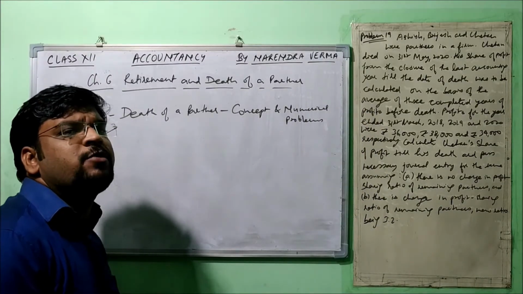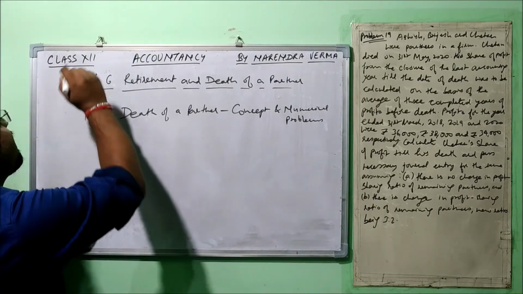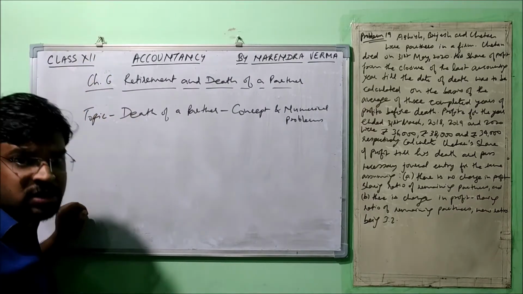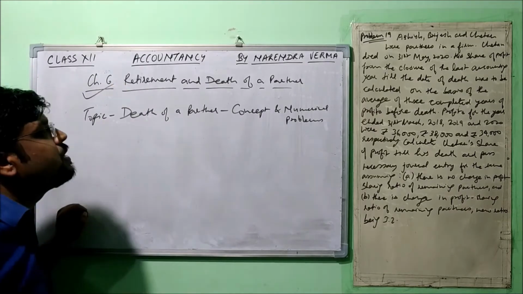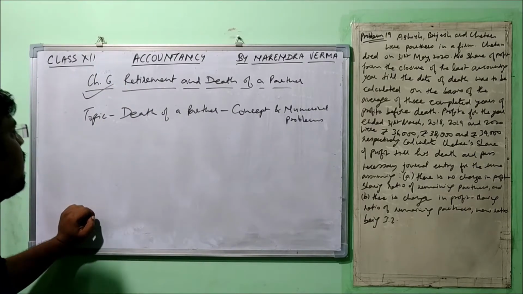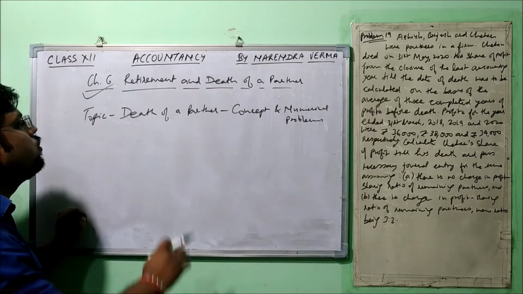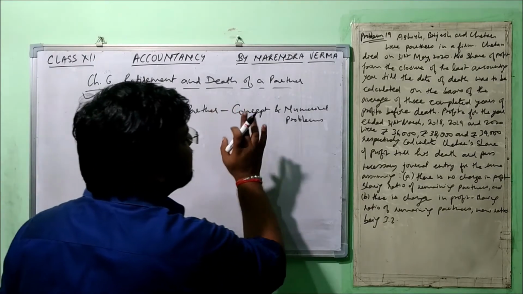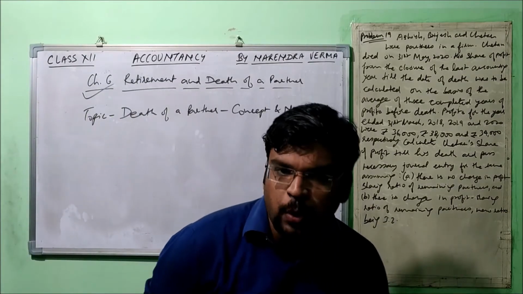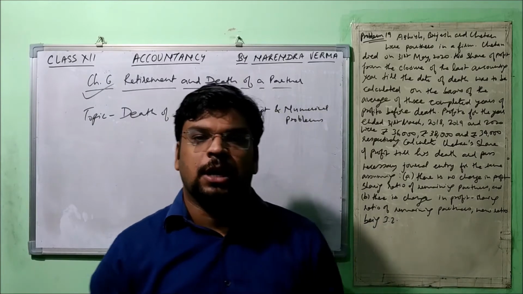As you know very well, we have been dealing with chapter number 6 in accountancy for class 12 CBSE syllabus, that is retirement and death of a partner, right? And in today's session we are going to talk about death of a partner, the concept and numerical problems. So without wasting much time, let's start.